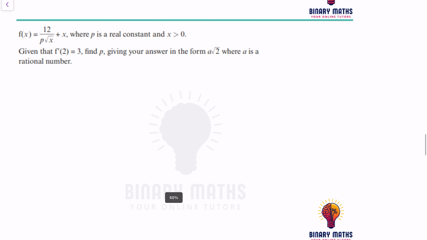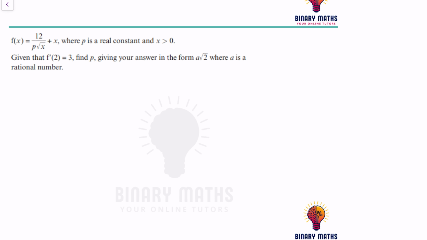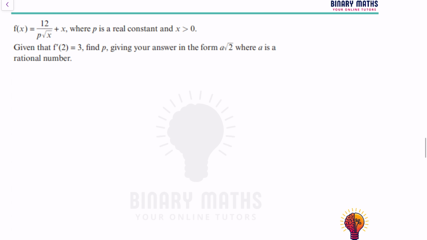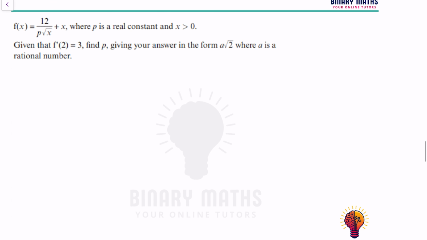Last question that I'll go through. So f(x) is equal to 12 over p root x plus x, where p is a real constant and x is greater than 0. Given that f'(2) is equal to 3, find p, giving your answer in the form a root 2, where a is a rational number.